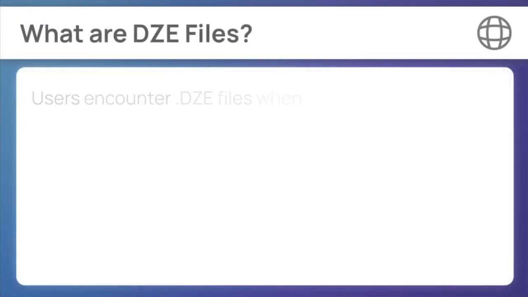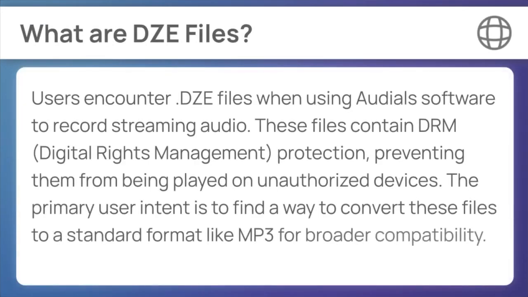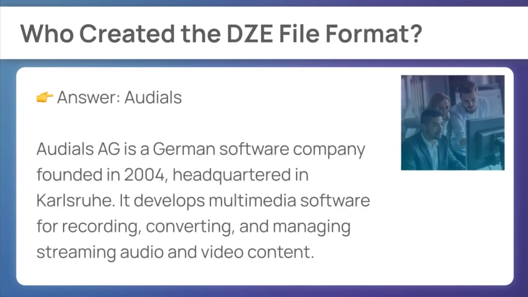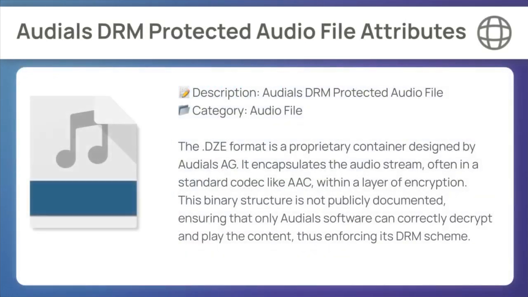Users encounter .DZE files when using Audials software to record streaming audio. These files contain DRM, digital rights management protection, preventing them from being played on unauthorized devices. The primary user intent is to find a way to convert these files to a standard format like MP3 for broader compatibility. The .DZE format is a proprietary container designed by Audials AG.